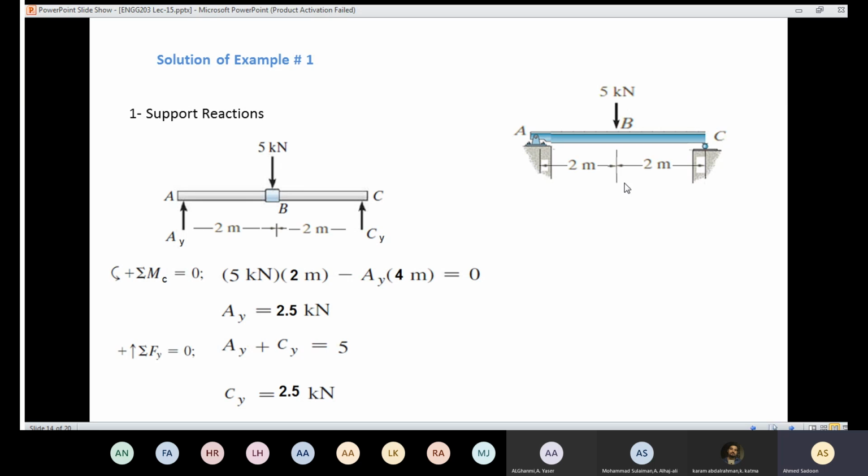In the beginning, if you have experience from solving, it's obvious that since the concentrated force is located exactly at the middle, the values of the reactions are going to be equal. So the 5 kilonewtons is going to be carried by 2.5 here and 2.5 there. So now I have the 5 kilonewtons, with a reaction here of 2.5 kilonewtons and here 2.5 kilonewtons. Now we have finished the first step, which is determining the support reactions.